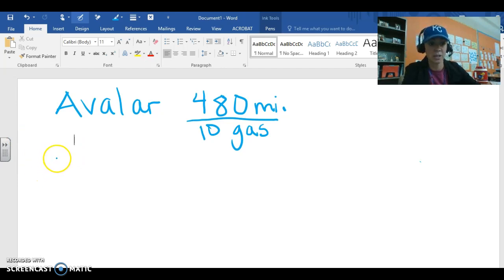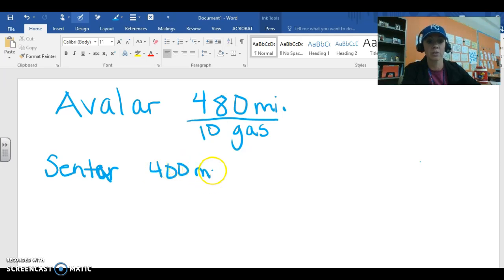The second one we have is called the Centaur. Not quite as cool as centaurs in the Chronicles of Narnia, but we're once again going to go for it. So the Centaur can go 400 miles on 8 gallons. And I already see where I made a mistake. We're just going to say 10 gallons up there.